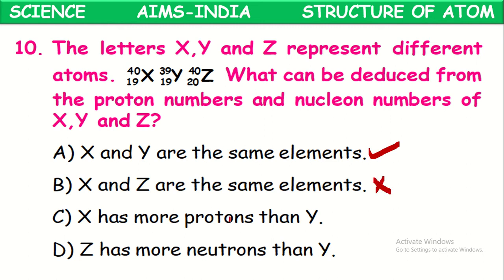No. X has more protons than Y. No. Both are having same number of protons because atomic number is same. Z has more neutrons than Y. Is it correct? If you observe the number of neutrons in this Z, mass number 40 minus atomic number 20. So we get it as 20. Number of neutrons in Z is 20. Even in Y also number of neutrons is 20 only because mass number 39 minus atomic number 19. So both are having same number of neutrons. This is also wrong. Only A is correct.